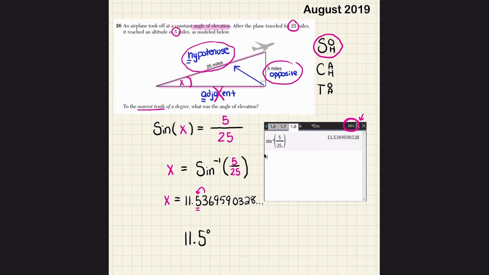So this has been how to find an angle using right triangle trigonometry. If you have any more questions, there's additional videos on the channel on how to label our sides, how to know which trig function to use, and how to find the missing side of a right triangle.